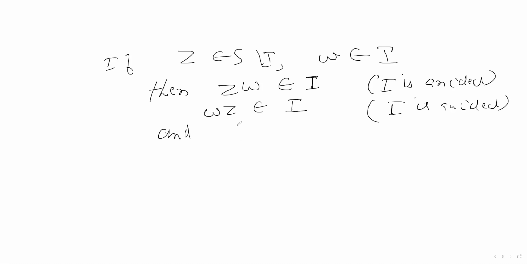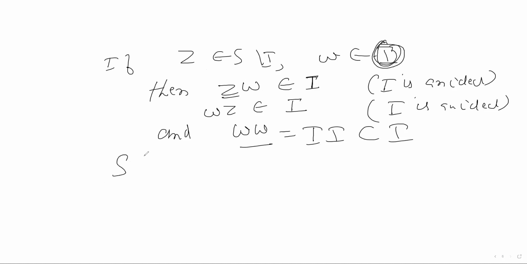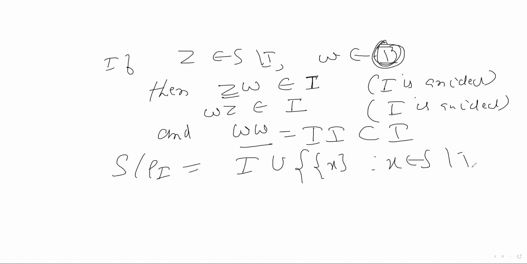And what is w product w? w product w जो है, because w is in I, it is actually I product I which is contained in I. Okay. So what I am saying here is that this I behaves as the zero of S over rho I, because you take any element z and multiply this with w, w is actually the zero. है ना? So what is S over rho I? S over rho I is basically I union singleton x such that x belongs to S minus I.